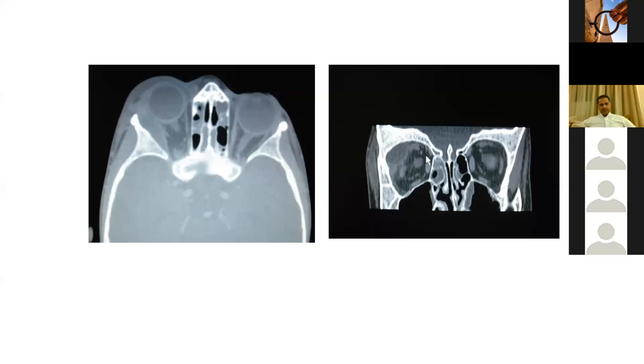So what do you think? This could be an infarcted sphenoid. When this is a child, I would think about sickle cell anemia, such occlusive diseases. That's very good.